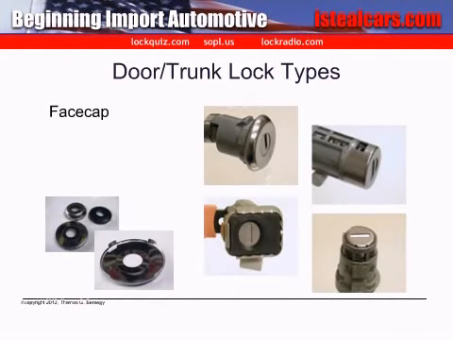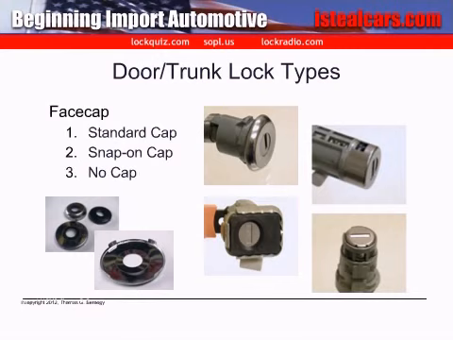Finally, door and trunk locks can be separated or classified by the type of face cap they use. Used on door and trunk lid mounted locks, the standard face cap was once the most common style of face cap used by door locks. As the door locks were moved to the door handle or integrated into the trunk or taillight trim, locks with snap-on or no caps became more common.